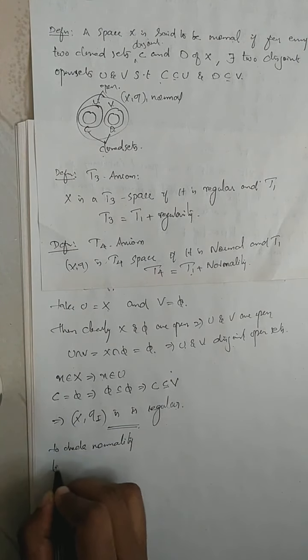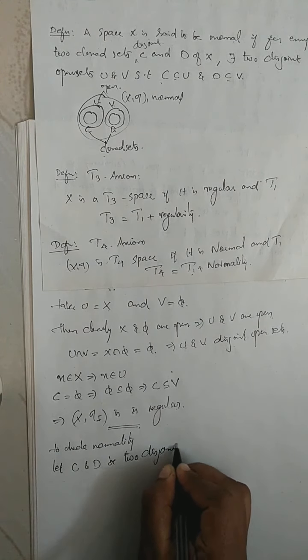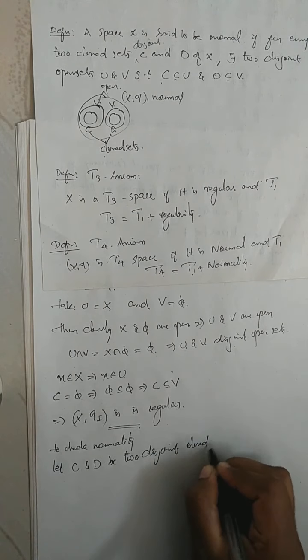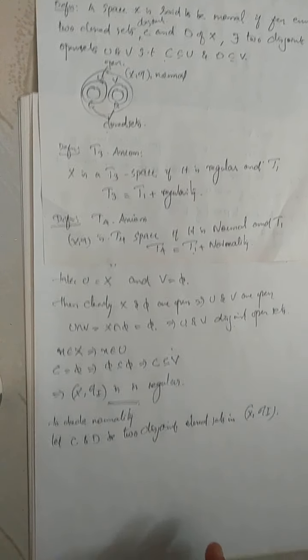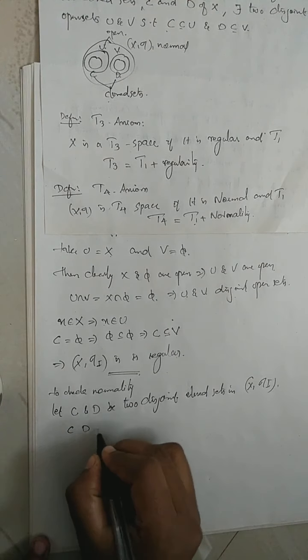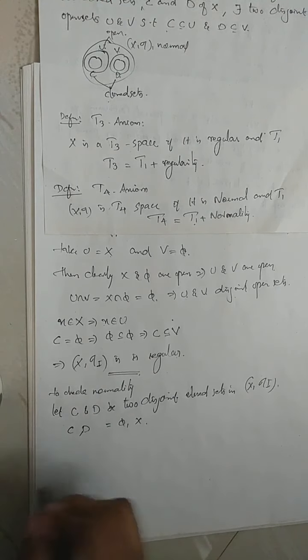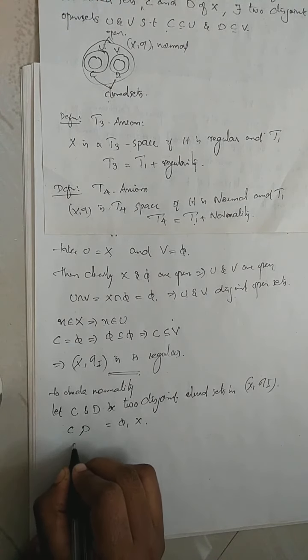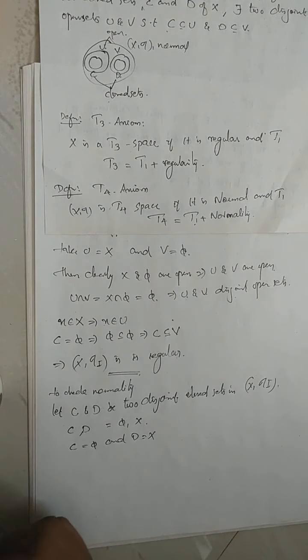So to check normality, let C and D be two disjoint closed sets in the indiscrete topology. Since in this topology the only closed sets are the empty set and X, C and D are equal to either empty and X, or vice versa. So suppose C equal to empty and D equal to X. This is the only choice for C and D.